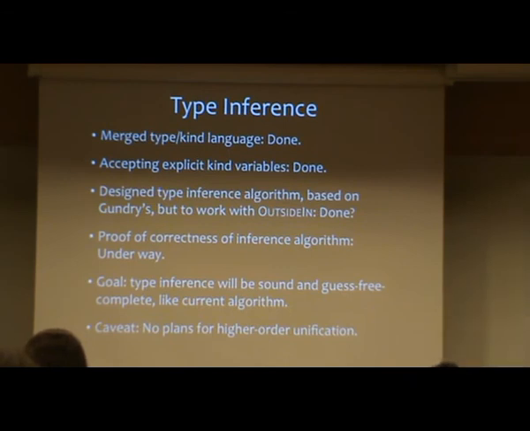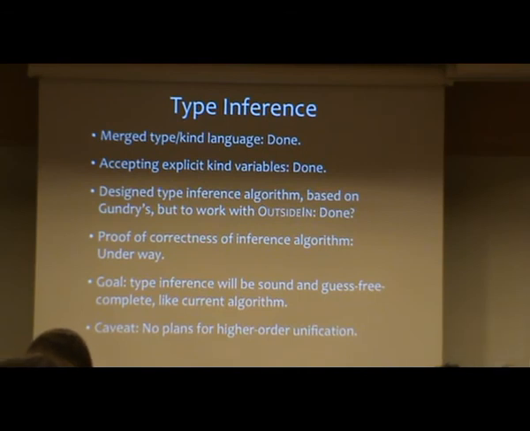And I'm working on sort of proof of correctness of that algorithm. A big difference from Adam's work is that I'm targeting OutsideIn. And so I want to create constraints that look just like the OutsideIn constraints, or almost just like the OutsideIn constraints, so that we can use the existing constraint solver with few changes. And just like we saw in OutsideIn, the goal is that it's a sound type inference algorithm and guess-free complete.